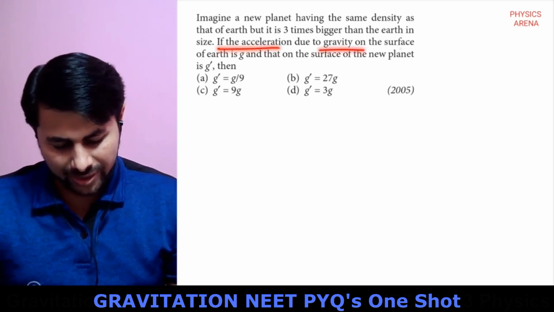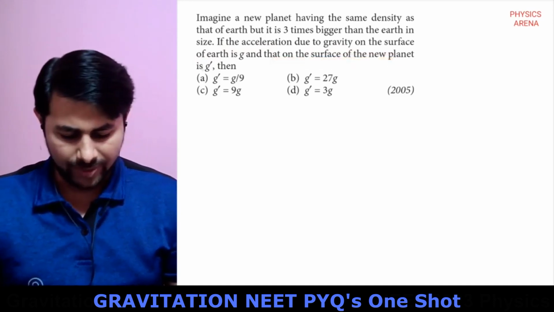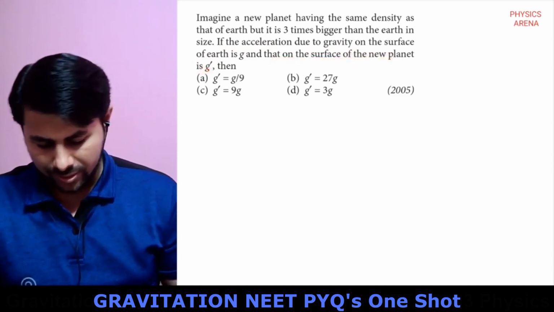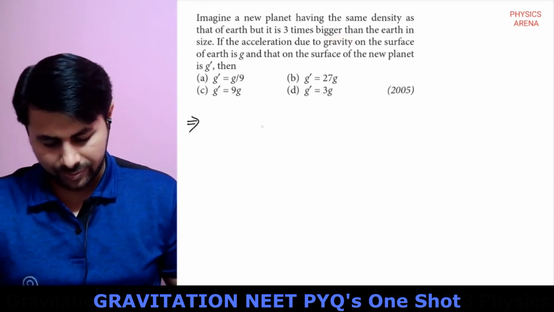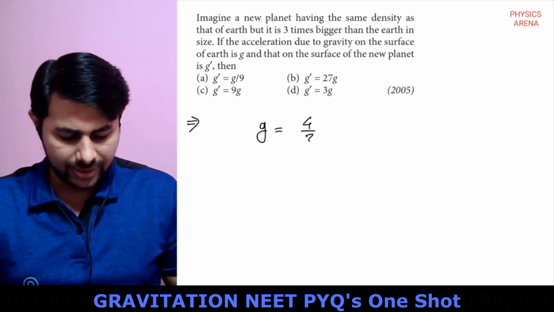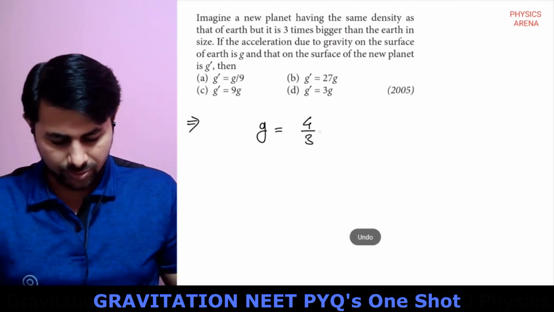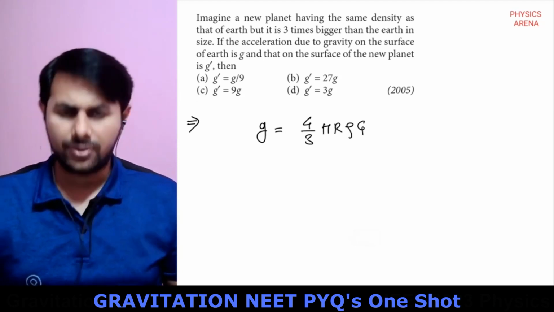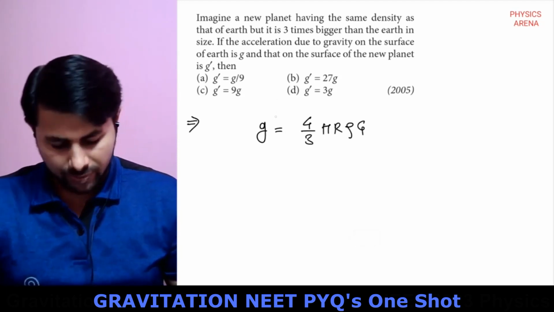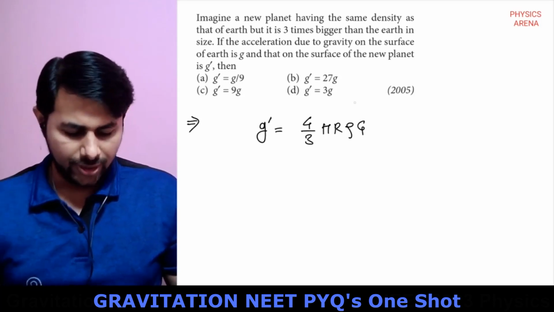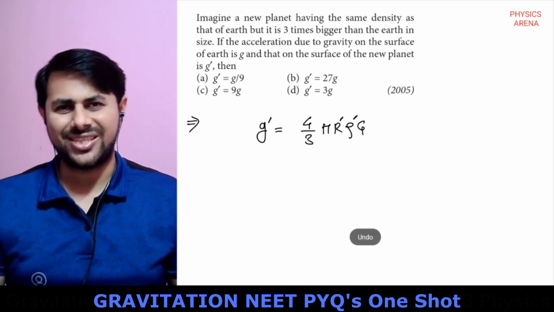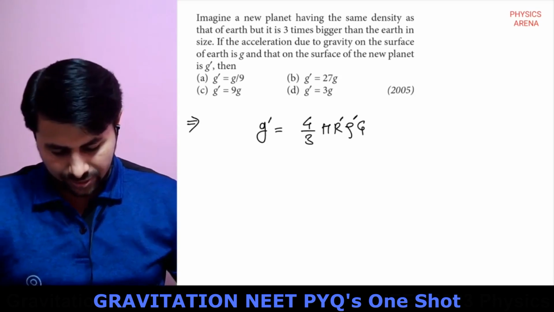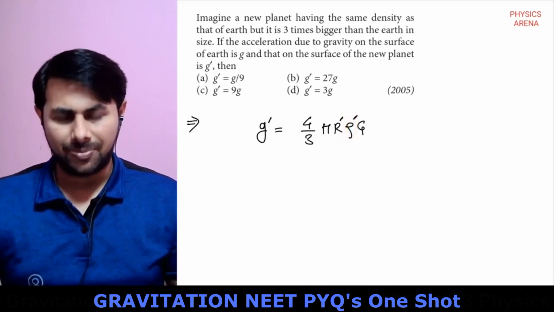If the acceleration due to gravity on the surface of Earth is g and that on the surface of the new planet is g dash, then tell me, if density is involved, which formula should we use? g is equal to 4 by 3 pi r rho G. I wrote this formula for Earth. For that planet, it will be g dash equals 4 by 3 pi r dash rho dash G. This capital G will not change. It is the universal gravitational constant, right? So the density of that planet is equal to the density of Earth.